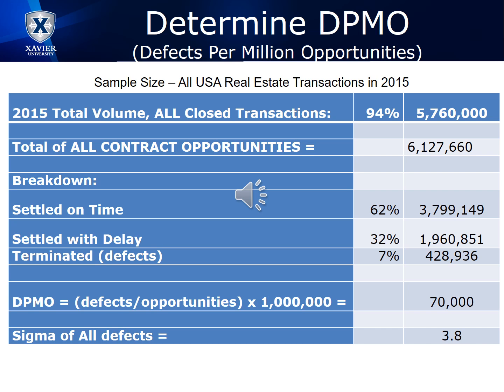Dividing the number of defects by the closed rate of 94% gives us the total of all contract opportunities, closed or not. Dividing the defects by the opportunities and then multiplying by 1 million, we get the defects per million opportunities. Utilizing the Excel function NORMSINV, we calculate a sigma of 3.8.